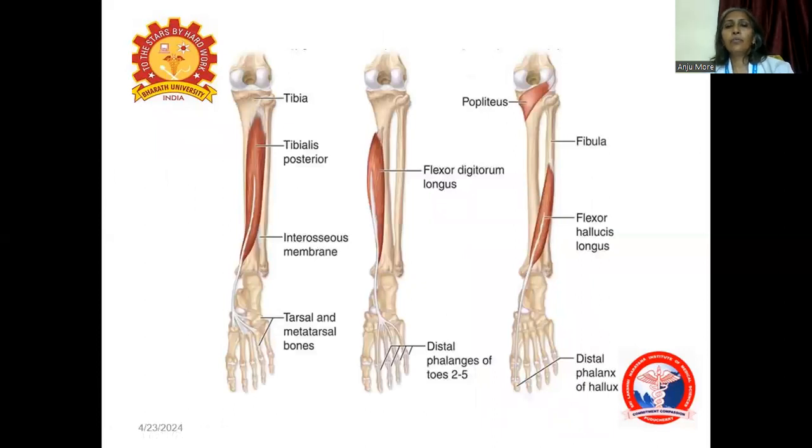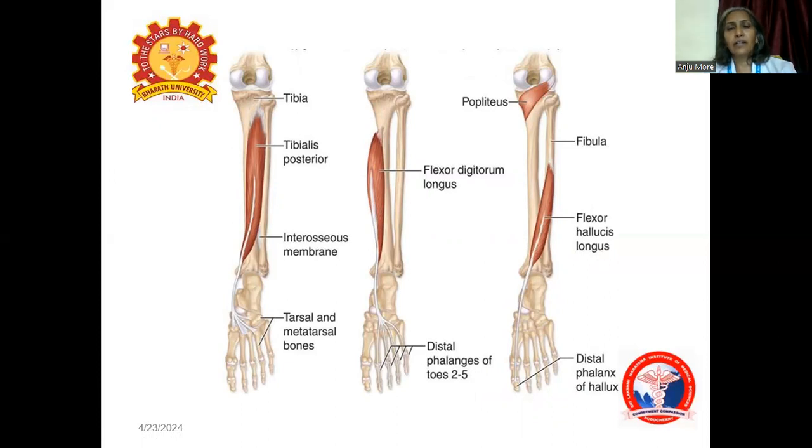In this diagram, we see the three long muscles of the deep region of the leg. First is tibialis posterior. The insertion of muscle is seen to the tarsal as well as metatarsal bones.